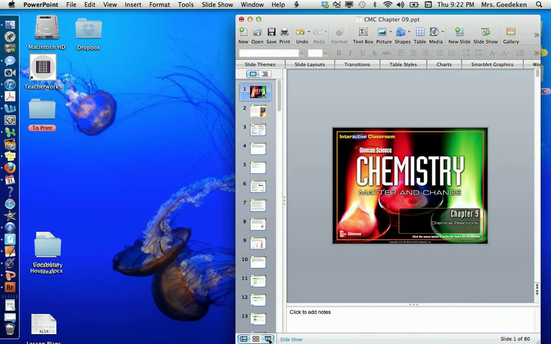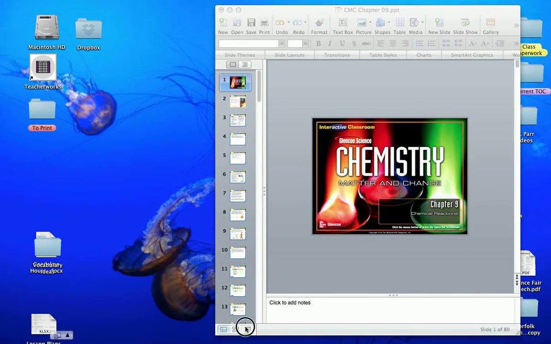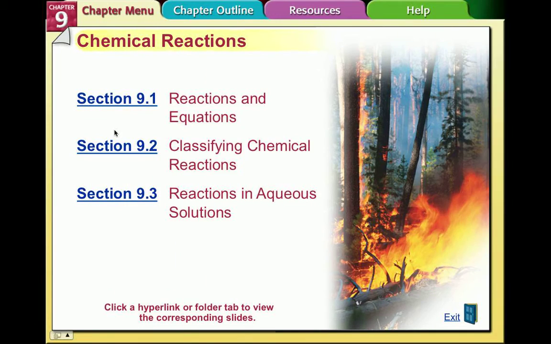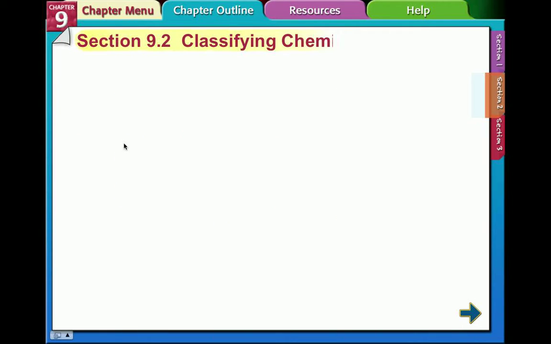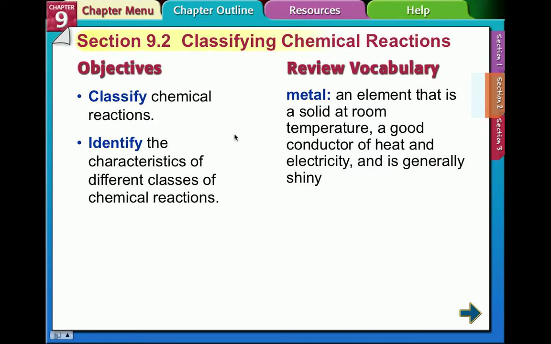Okay, let's look at some notes for Chapter 9, Section 2. Now that you guys know how to balance chemical reactions or chemical equations, we need to know how to classify chemical reactions. Okay, objectives. Classify chemical reactions. Identify the characteristics of different classes of chemical reactions.